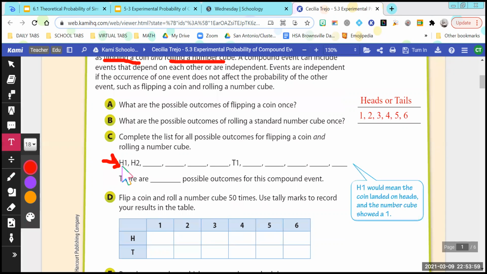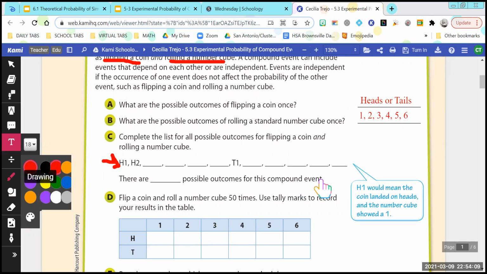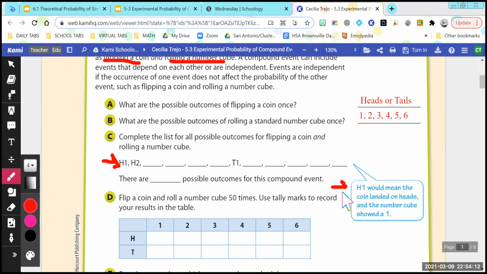Well, they already have H1, H2. What could that mean? Well, if we look at this little bubble, if you will, it says H1, which is this first one here, would mean that the coin landed on heads and the number cube landed on a one, right? So we flipped the coin, we rolled the number cube, and it landed on heads and a one on the number cube. That is one possible outcome for this compound event, okay?